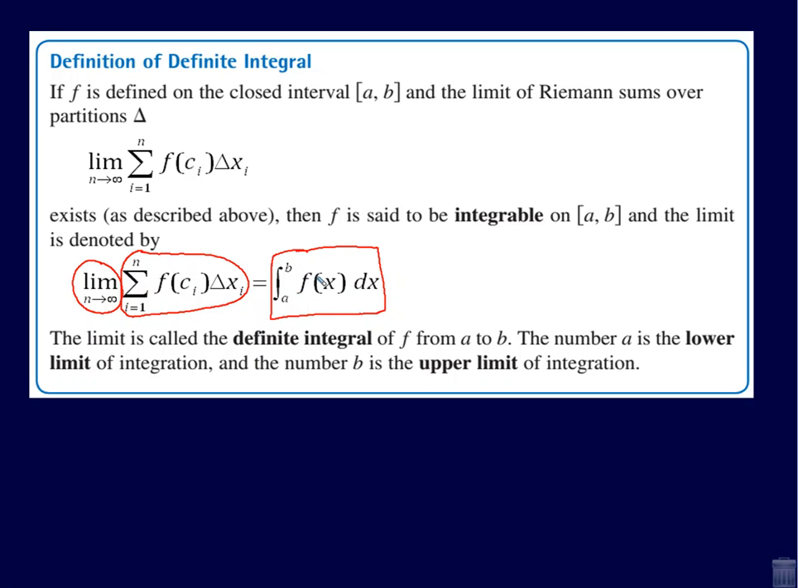And notice the notation over here reminds us a lot of our Riemann sum. We have the function, just like we do here, and we have dx instead of delta x. Okay, but then this special symbol here we call the definite integral symbol, and it replaces the summation notation because it also includes the interval a to b.